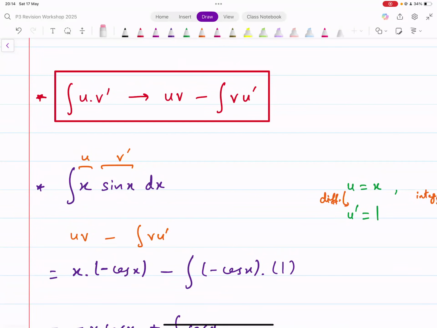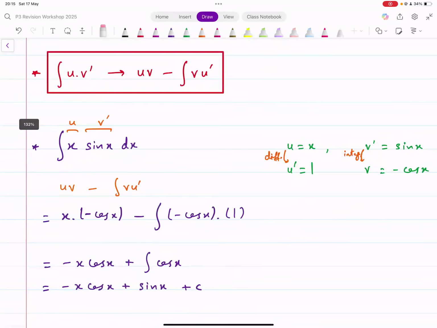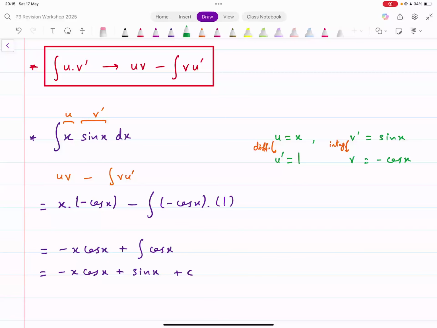Now, for example, if you had x into sine x, you can say x is u, sine x is v dash. Now, in the formula, you want uv minus integration of u dash v. So you want the value of u, you want the value of v, you want the value of u dash and v dash. Now you have u equal to x, you've got v dash equal to sine x.